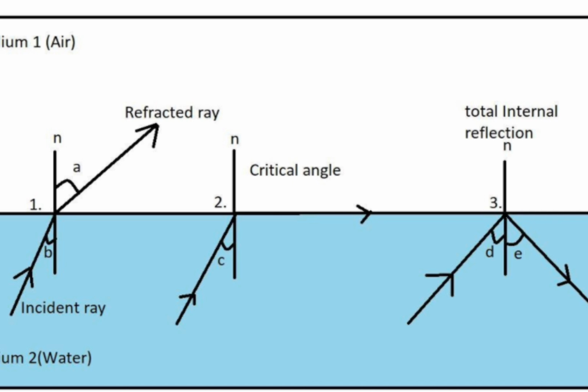In the second figure you can observe that it attains a critical angle. At a particular angle it will not be refracted towards the rarer medium. Then in the next figure you can observe that it is reflected back to the denser medium. Instead of refraction, it gets reflected back to the denser medium. This phenomenon is known as total internal reflection.